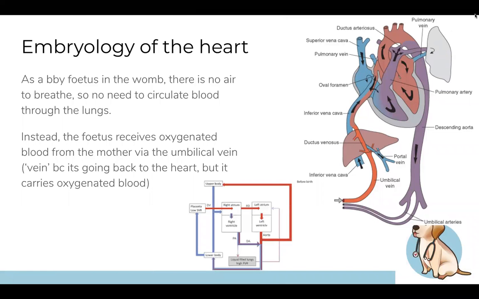Okay, embryology. Basically, when you're a baby, you don't have air, right? So where you normally need to circulate things through the lungs, you don't need to yet. So your heart has all these secret passageways, secret tunnels. Since you can't get oxygen from your lungs, it receives oxygenated blood from the mum via the umbilical cord, or specifically the umbilical vein. It's called a vein because it is going back to the heart. It directly goes into the heart, but it is carrying oxygenated blood.